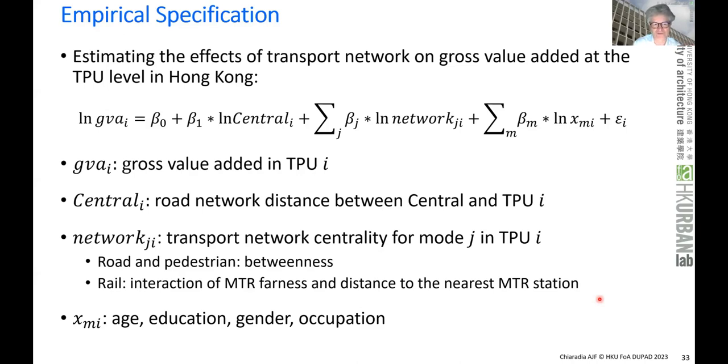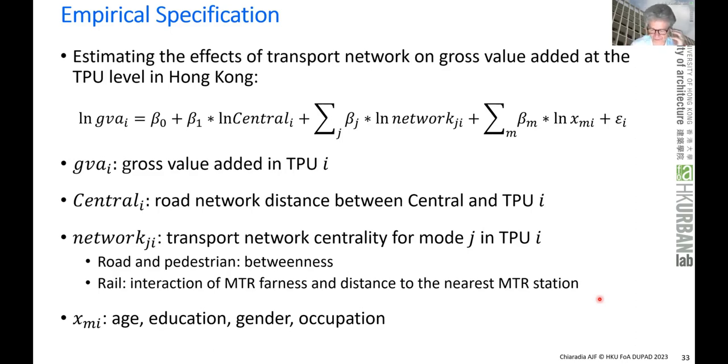On one side, we have gross value added. On the other side, on the right side, we have distance to central from a road network perspective. And then we have different network centrality measures. We use SDNA for one reason as well: it has a hybrid metric which combines angular analysis and what we call Euclidean analysis along the network. So we have both together in the same metric. And we use betweenness and then farness and distance to the nearest station for those networks.